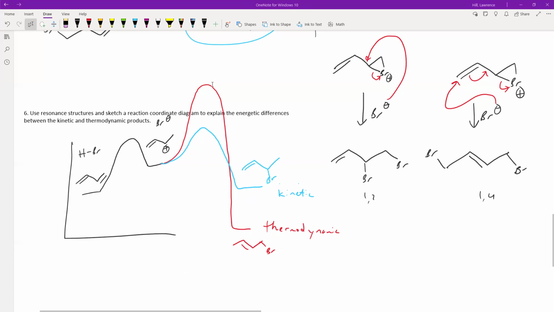But why are the activation energies different? And so if we think about the activation energy leading to the blue product, the transition state. So here I'm drawing the transition state for the blue product. We had, so we're talking about the addition of Br to this carbocation. So there's going to be some Br bond forming in this reaction.